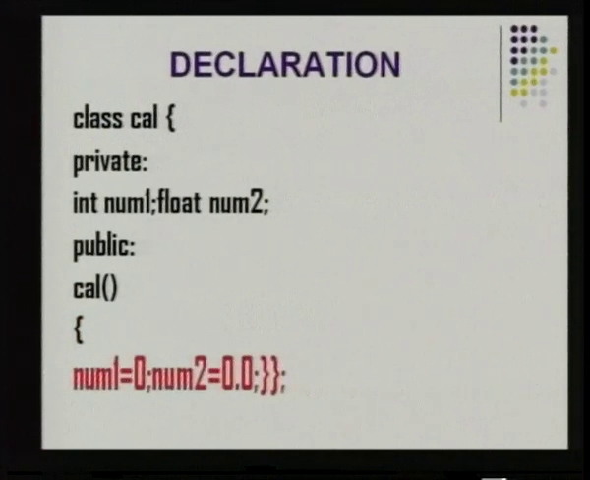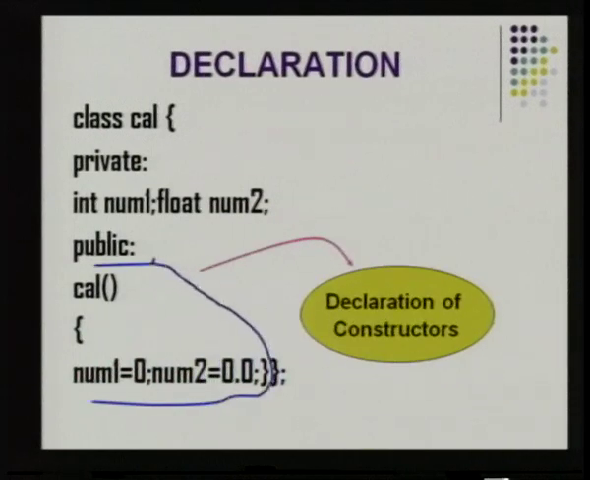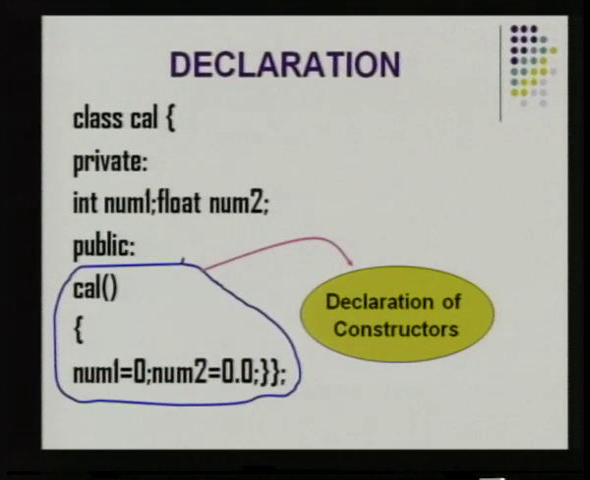You are opening the body of the constructor and you are initializing it with values. Num1 you are saying 0 because it is of integer type, num2 you are giving 0.0 because it is of type float. So, this is the way constructors are declared inside C++, having the same name as the class name. If you see, this particular name cal and this particular name are the same. So, it has the same name as the class name followed by opening and closing brackets, and there is no return type. There is nothing mentioned here, void or integer or float, because they do not have any return value.